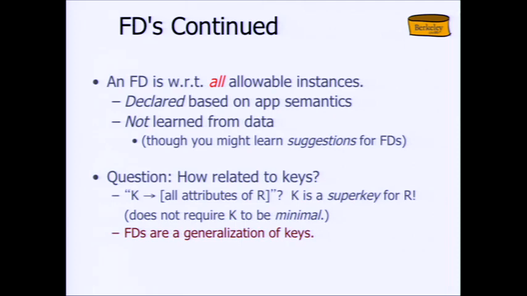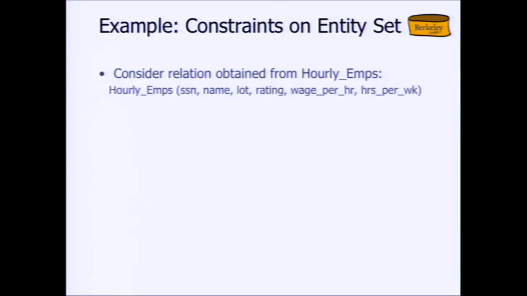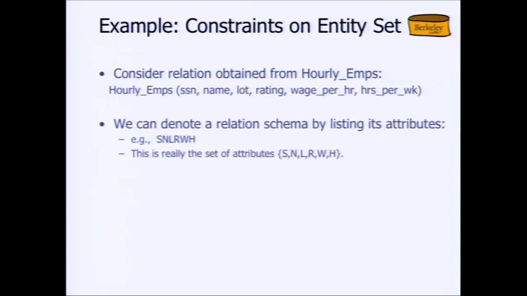All right. This all starts feeling really simple, and then as you go down this road, it gets interestinger and interestinger, or curiouser and curiouser. Okay, so let's consider this relation that we had in the book of hourly employees. Hourly employees have a social security number, a name, a parking lot, a rating, a wage per hour, and a number of hours that they work per week. And just for shorthand, we're going to write down the schema as a string of capital letters, each capital letter corresponding to one attribute. This is going to save us a lot of writing and typing. So instead of writing SSN, name, lot, rating, wage per hour, hours per week, we're going to write SNLRWH.